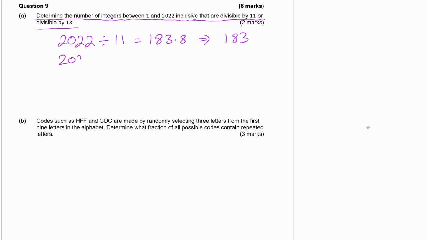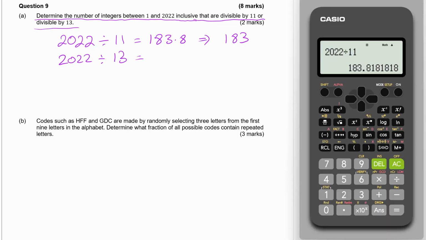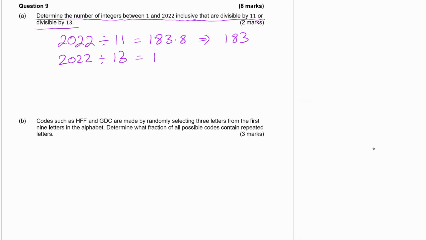And then we're going to do 2022 divided by 13, and that will tell us how many are divisible by 13. So divide that by 13, and we get 155.53 and so on. That means there's 155. Now, we can't just add them because, of course, some numbers will be divisible by both 11 and 13.